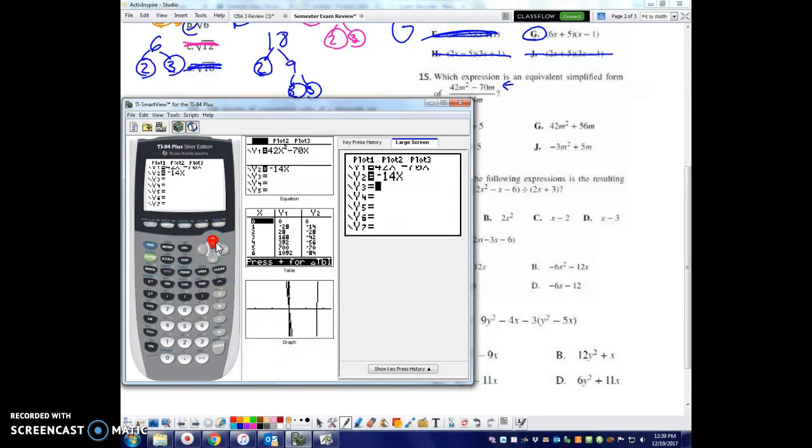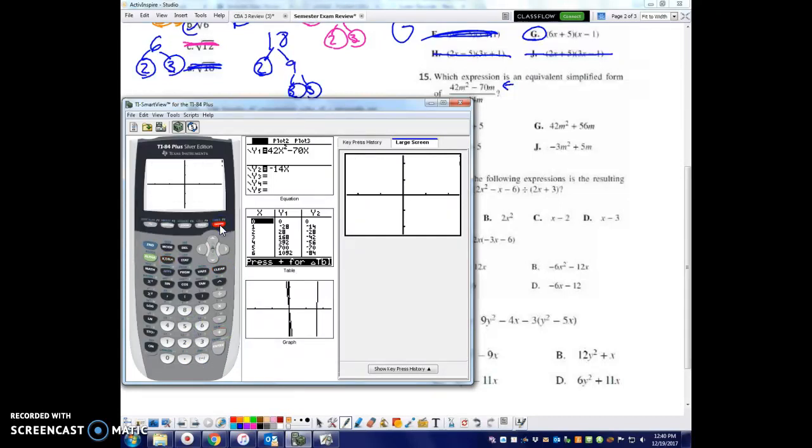Okay, so now we're going to try 42x squared plus 56x. All right, it did not do what we wanted to do. Okay, next one, negative 3m plus 5.